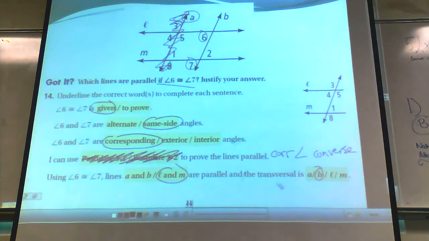So B is the answer there. All right, that's why this would be eliminated. You would eliminate that because of the fact that it doesn't intersect.